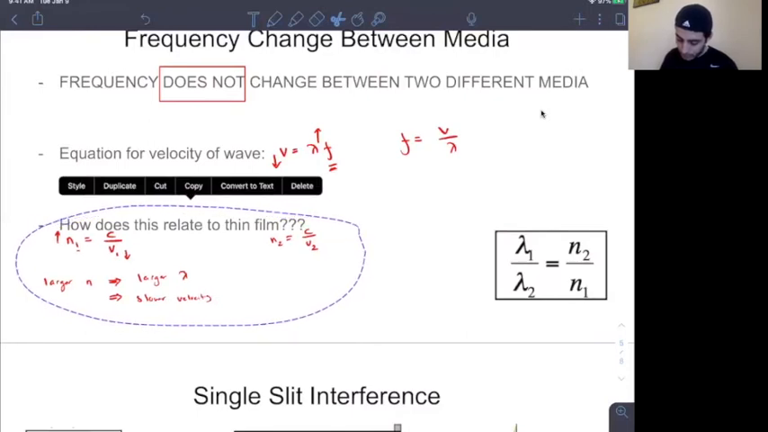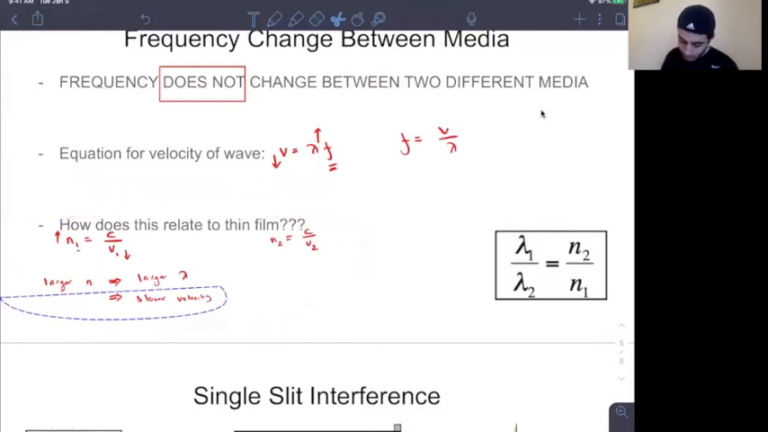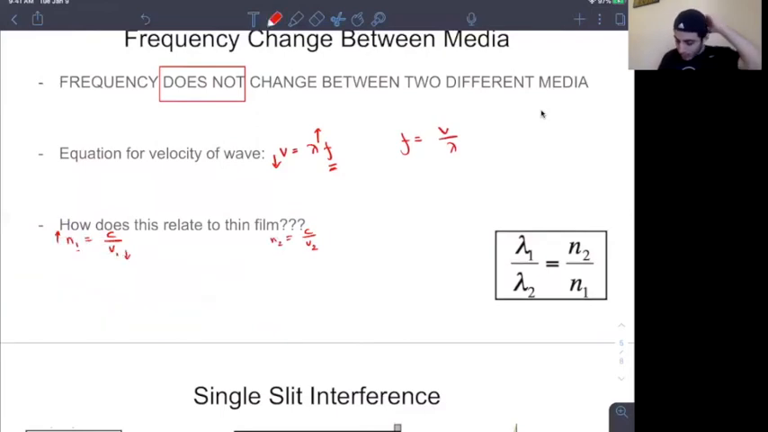Let me just erase this. One sec. Okay. So how do we get this in terms of velocity? We can say that v1 equals c over n1. We know that v2 will equal c over n2. Okay, so let's try to plug this into our equation over here.